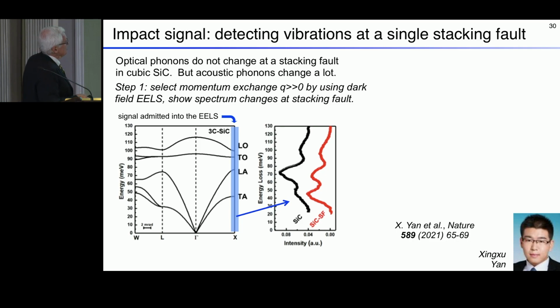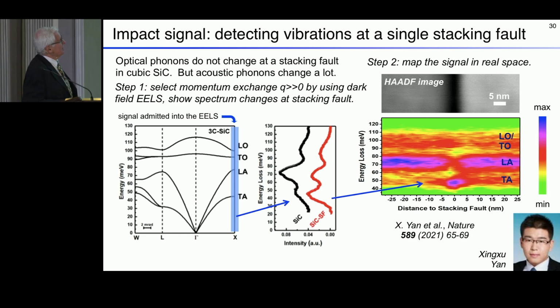If you look at the X point and you look at the stacking fault versus the bulk silicon carbide signal, the spectra look very different. And then you say, okay, now I can map it. So here's the image. There's a stacking fault in here. And then a one-dimensional scan in here, energy this way, position along the sample for this particular signal, and you can see how it changes quite heavily at the defect.